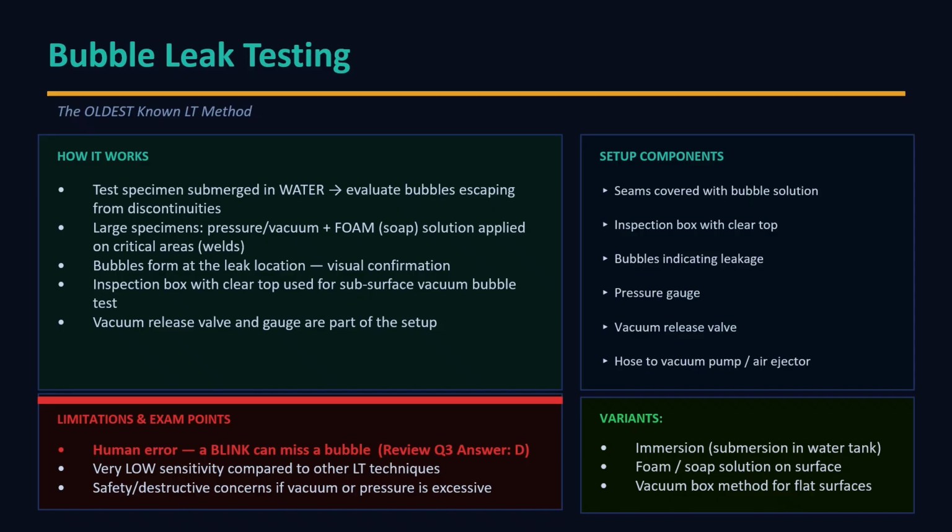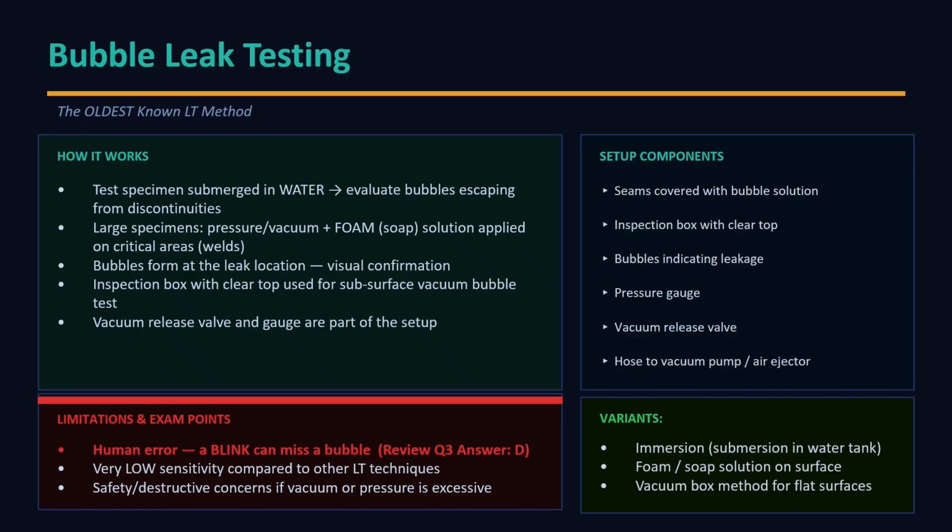Now let's look at the two common methods. The first is immersion testing. The component is submerged in water. Air or gas pressure is applied internally. If leakage exists, bubbles rise to the surface. The second method is soap solution testing. Instead of immersing the component, soap solution is applied directly to welds, flanges, nozzles, threaded connections, or suspected leak locations. Any escaping gas forms visible bubbles.